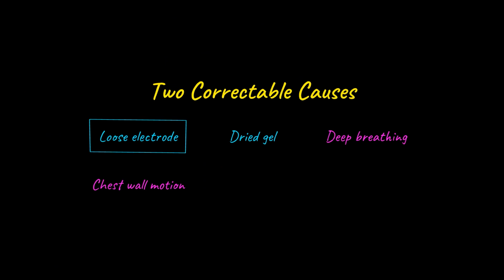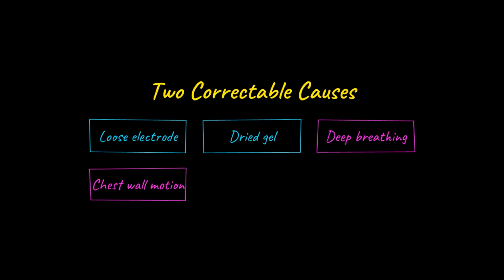Both root causes are technical. Loose or poorly contacted electrodes, like from dried gel, sweat, or hair, shift the recording circuit geometry. Deep or labored respiration physically moves the chest wall and electrode positions with every breath. Always start with the electrodes. Look for lifting edges, dried gel, or unsecured lead wires. Re-prep the skin by cleaning, drying, and lightly abrading, then apply a fresh electrode. Only if the drift persists do you consider the patient's breathing pattern as the primary cause.